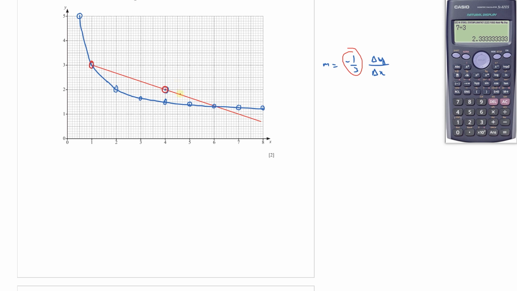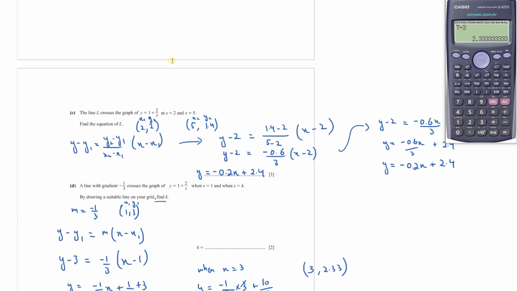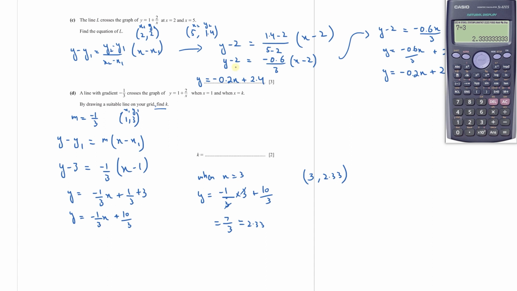So where does it intersect? This is the intersection point of the line and this curve, and the x value here is 6. So your value of k here, which is the x coordinate, will be 6.